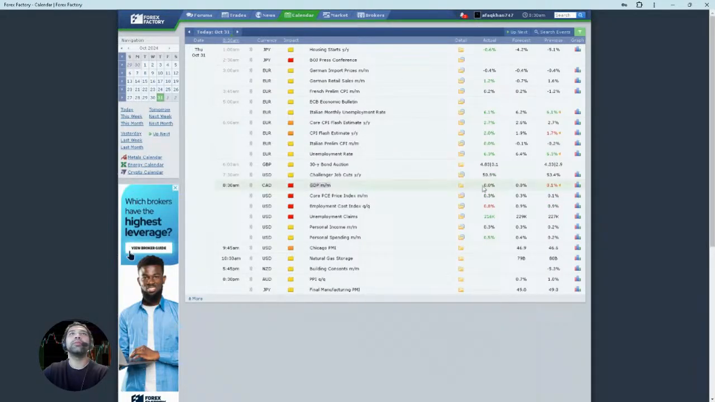So GDP of the CAD has not changed. Instead, it is kind of reduced from 0.1 to 0.0.